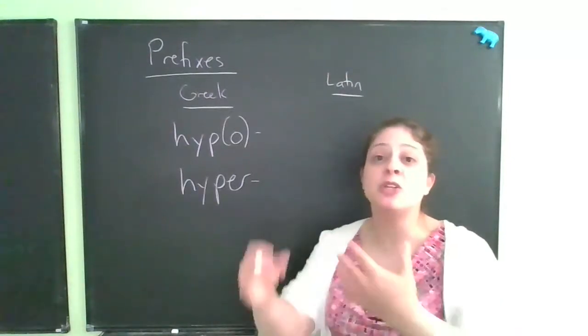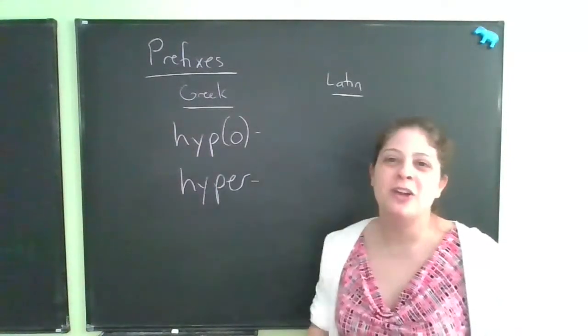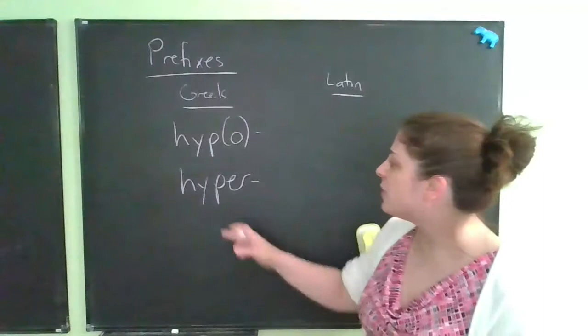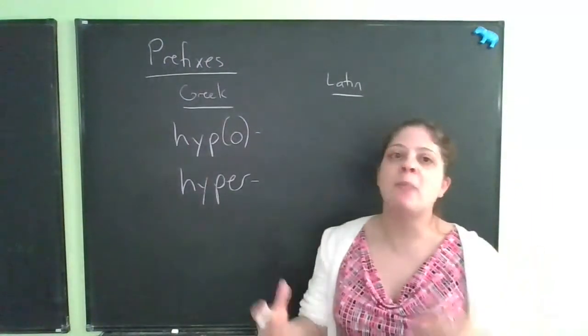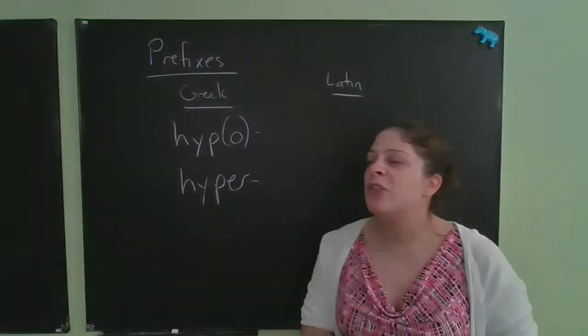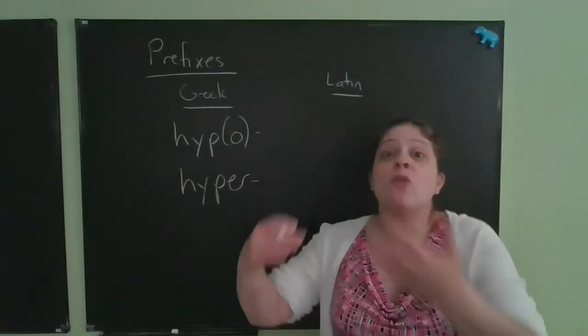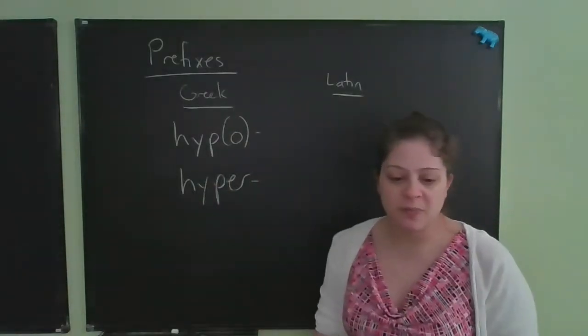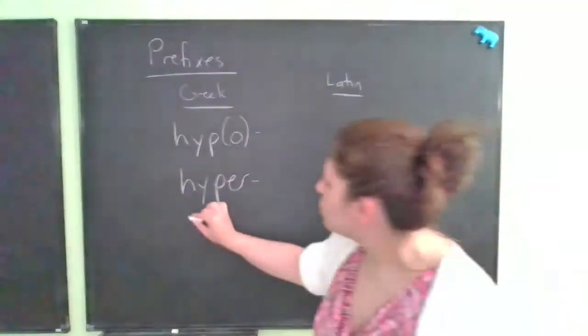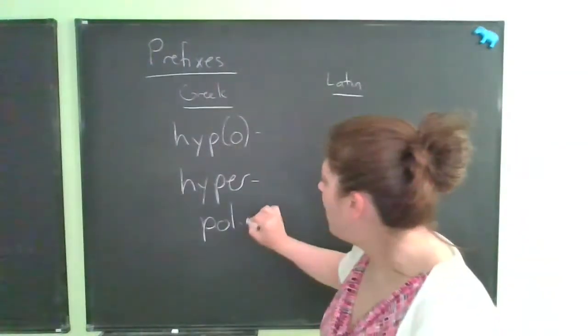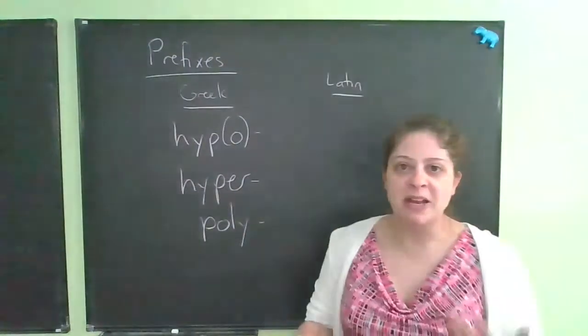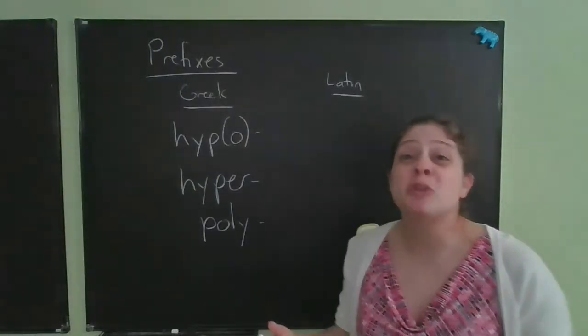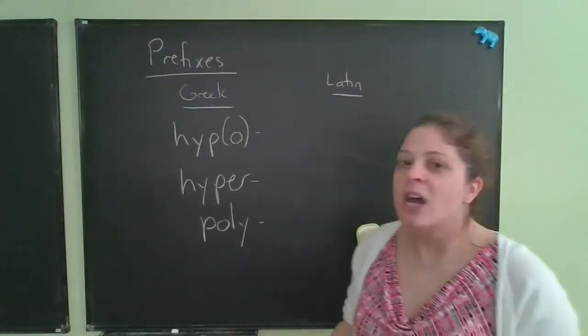Think of hypothermia. You're under the correct warmth, you're too cold. And then hyper is the opposite. It's over, above, beyond. Think of things like hyperactive. You're overly active. You're too active. The other Greek one I have here for you today is poly. Poly means many. Again, it shows up in a lot of English words.